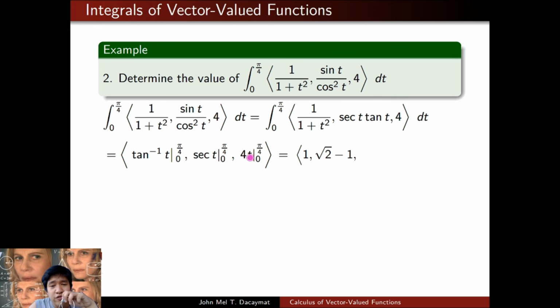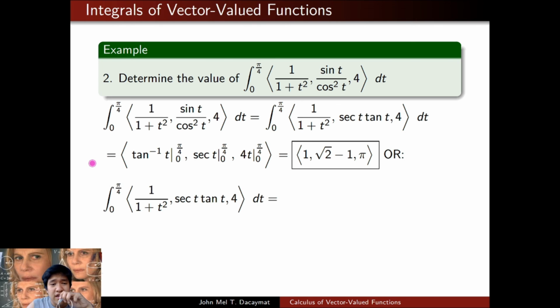Dito, at pi over 4, you get pi, minus 0, you get pi. So this is your answer. Or another way to write this, ito ang ginawa natin, distribute natin yung definite integral at sa tatlo, tapos bawat isang component in-evaluate natin from 0 to pi over 4. Another way to write your solution is, after this step, is evaluate the entire vector valued function from 0 to pi over 4 imbes na isa-isa.